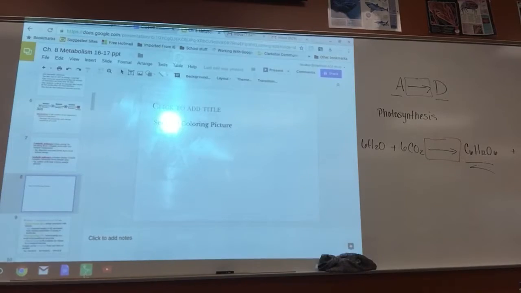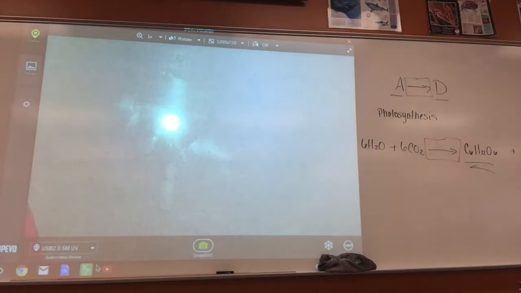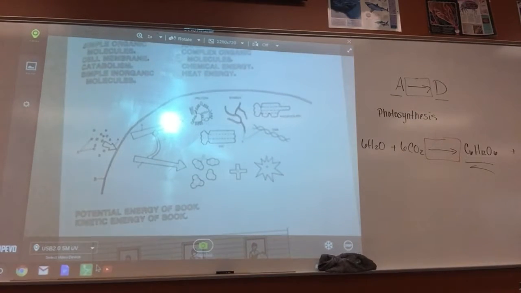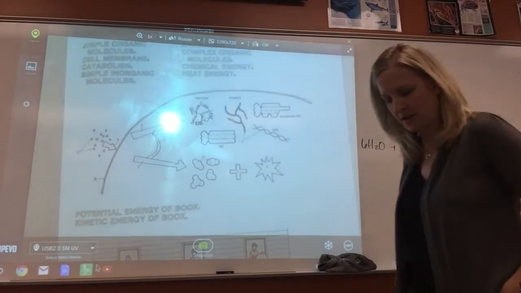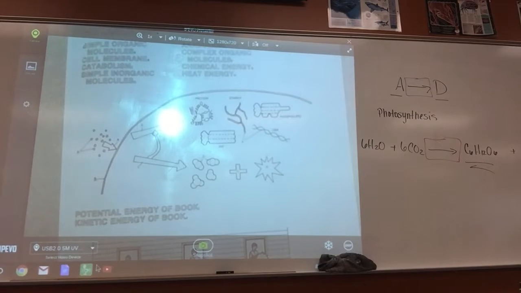Before I do that, that photosynthesis equation on the board, would photosynthesis be a catabolic or an anabolic pathway? Photosynthesis. Is energy released or absorbed? Are you taking smaller molecules and building larger ones, or breaking down larger ones and releasing smaller ones? What do you think?